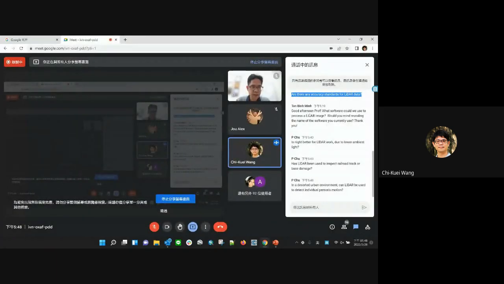Okay, let me try to answer this. Tong Bin Min asks, what software could we use to process a LiDAR image? Would you mind revealing the name of the software you currently use? Thank you.